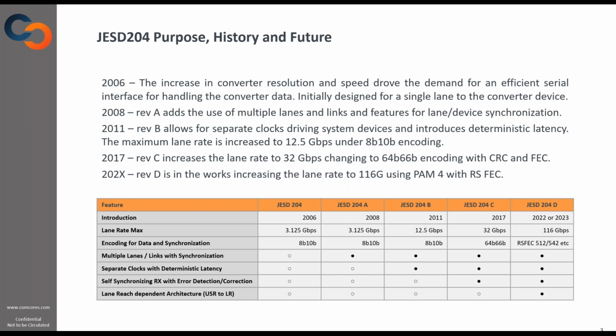And now the 204D that we are working on in the standardization group is going to use a PAM4 PHY up to 116 gigs with an RS FEC, Reed-Solomon FEC, in place of the Fire Code FEC that was in the C. So the speed is going to increase again, and then we're going to have probably different implementations for the FEC depending on the lane reach of the application. So ultra short reach to long reach, depending on what you're doing.